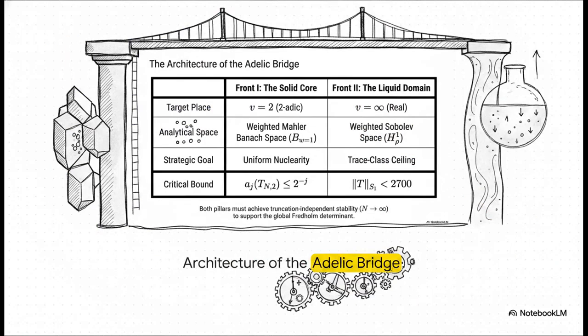The architecture here defines the specific analytical spaces and critical bounds we absolutely must achieve to stabilize both halves of our bridge. On one side, we have Front I, the solid two-adic core striving for uniform nuclearity. On the other side, Front 2, the liquid Archimedean domain seeking a strict Crace-class ceiling. Both of these pillars must achieve truncation-independent stability to support the global Fredholm determinant. Let's start with building that first pillar.